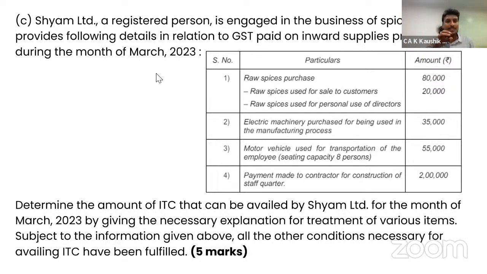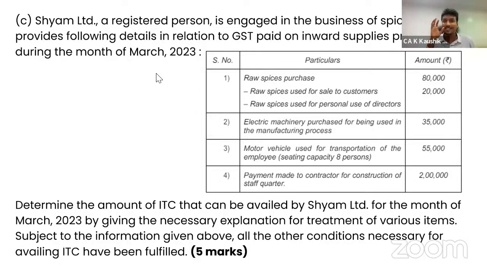Raw material purchased for personal use of a director. It says that if it is used for personal purposes, no input credit is allowed. So 20,000 input credit is not allowed. Second scenario, electric machinery purchased for use in the manufacturing process. Complete input credit is allowed, provided you don't capitalize it: 35,000.